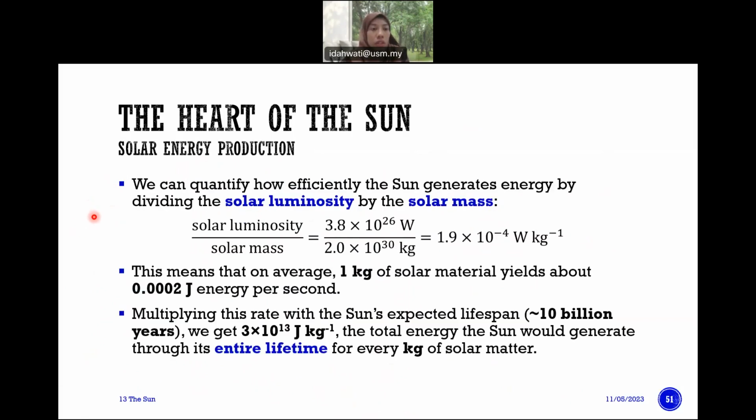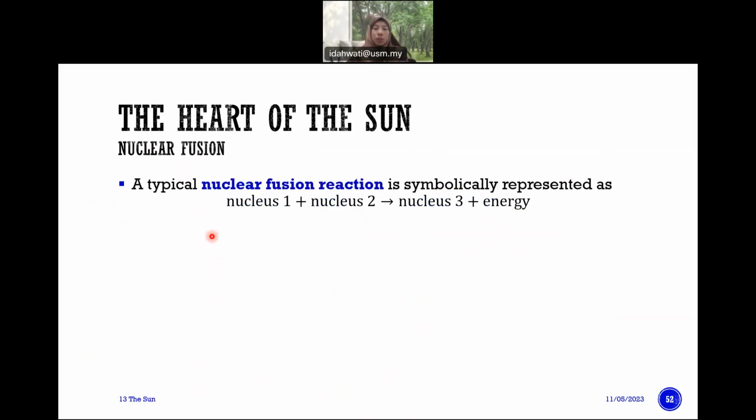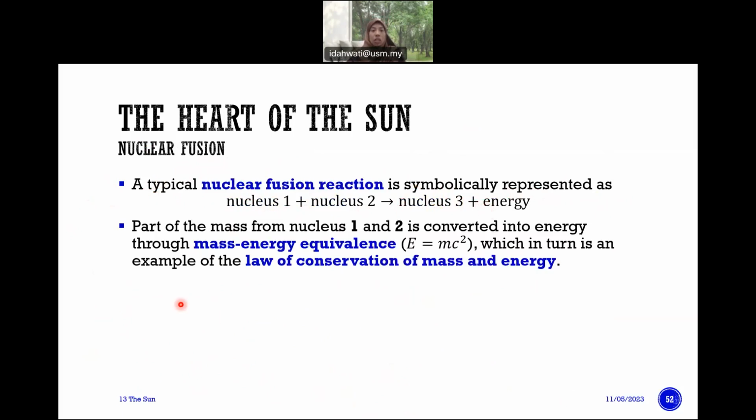Okay, this is the solar energy production, and then we have the nuclear fusion. So how does this nuclear fusion reaction happen? It is presented as nucleus 1, nucleus 2, producing nucleus 3 plus energy. So part of the mass from nucleus 1 and 2 is converted into energy through mass-energy equivalence.